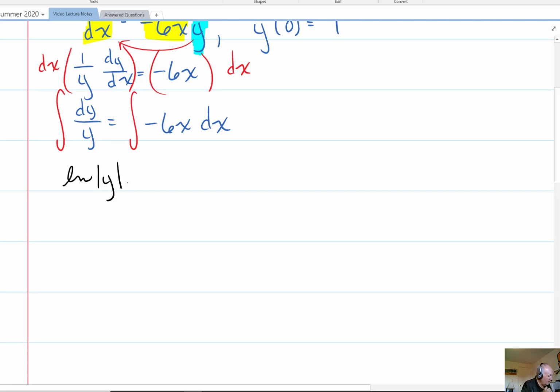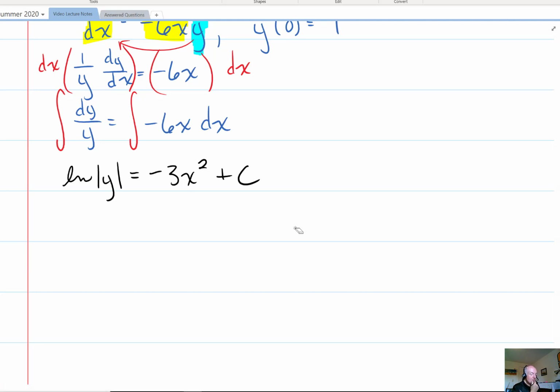The integral of dy over y is ln of y, and the integral of the negative 6x is just negative 3x squared plus c. Now you might be saying, why didn't I add a c over here to the left side? I could have, but then I would have just brought it over and combined it with this c to get a brand new constant. So why not just create one constant there to begin with?